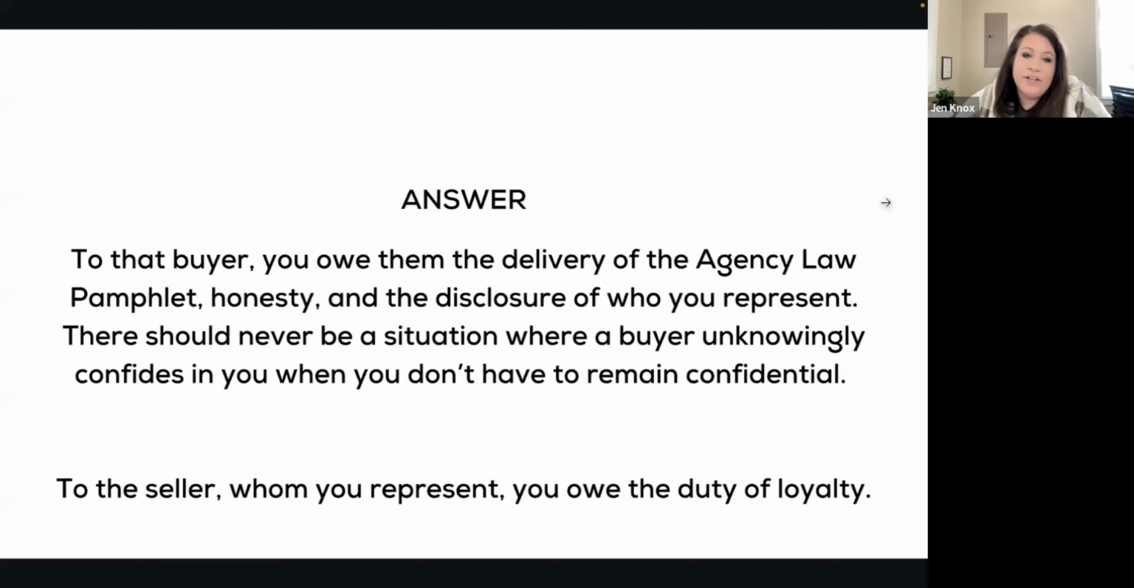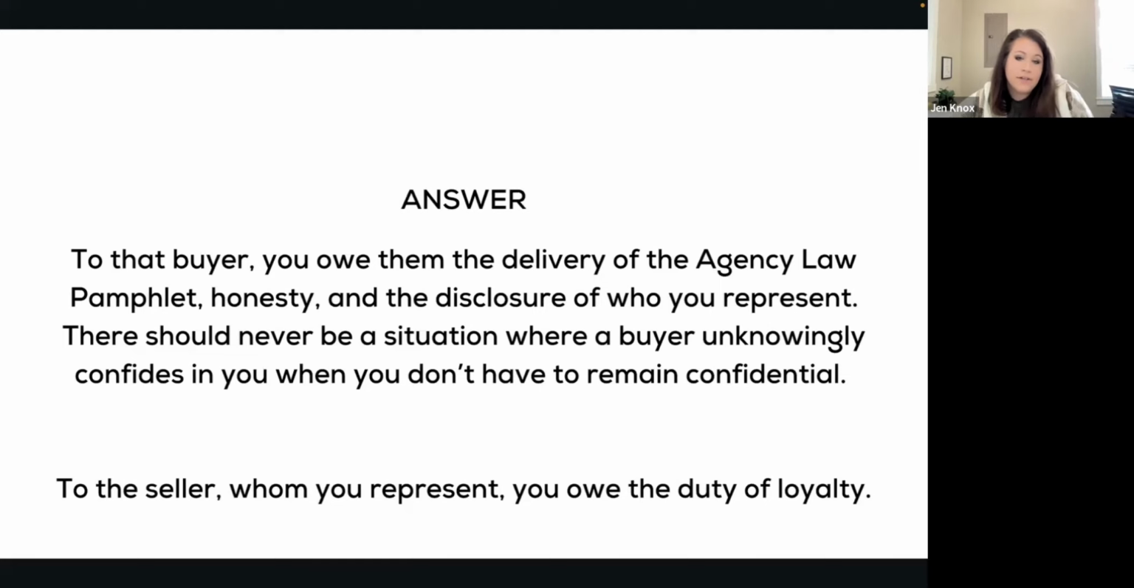So to that buyer, what you should have owed them was the delivery of the agency law pamphlet. You would owe them the honesty of telling them who you represent and the disclosure of who you represent. The honesty would be what it means when you represent that seller. So there should never be a situation where a buyer unknowingly confides in you when you don't have to remain confidential. Make sure you're disclosing who you represent and what you are and are not allowed to say to them.